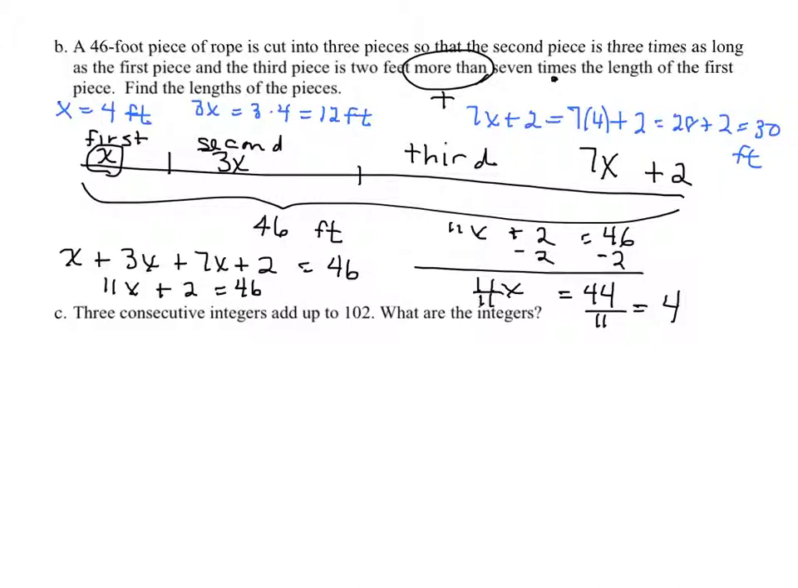So if I'm going to write a sentence as the sum of the whole thing, sum it up, the first piece is 4 feet. The second piece is 12 feet. And the third piece is 30 feet.